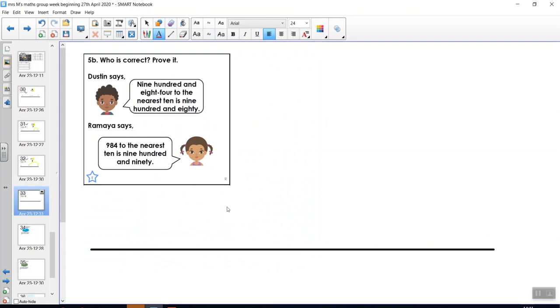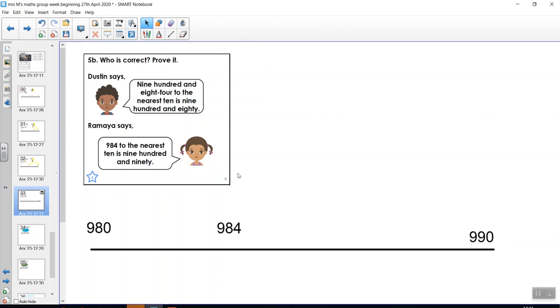So I've got 800 and 984. And so I've got a 10 down here that is 980 and a 10 up here that's 990. And I've got to decide, is 984 closer to 980 or closer to 990? 984 is 4 away here and it's 6 away here, so I think 984 rounds to 980. Let's just check that.